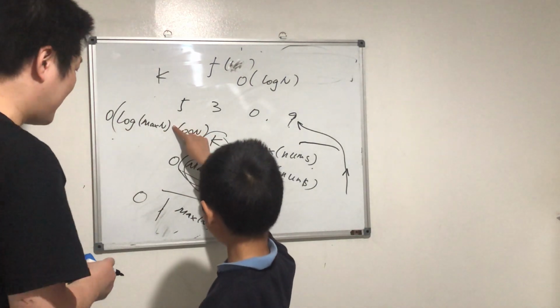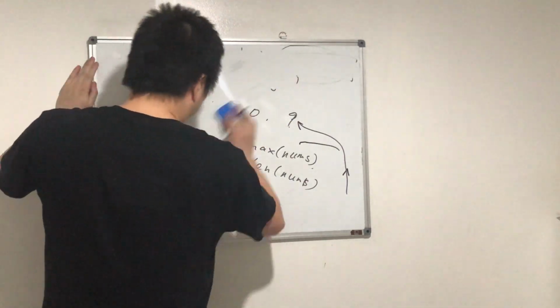So how can we put the column? Yeah, how can we binary search this? Okay, I'll show you.